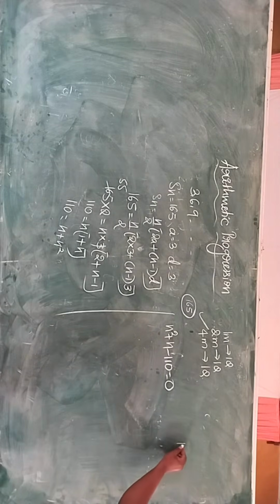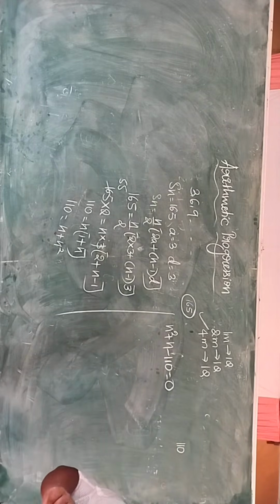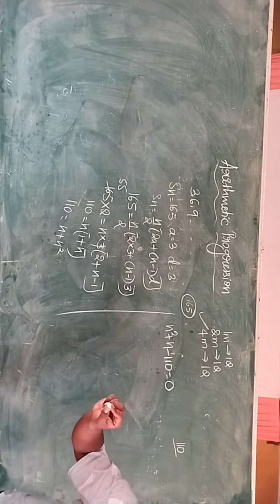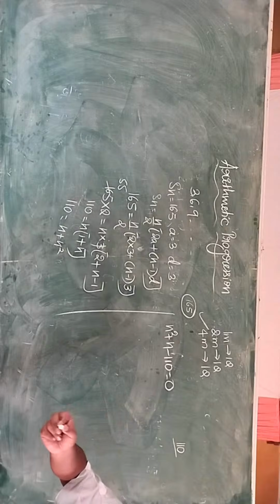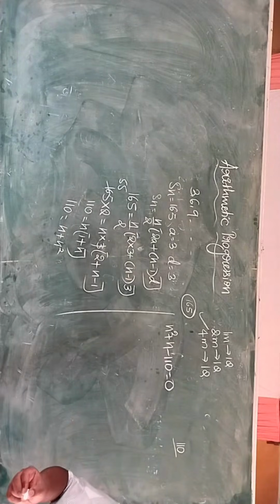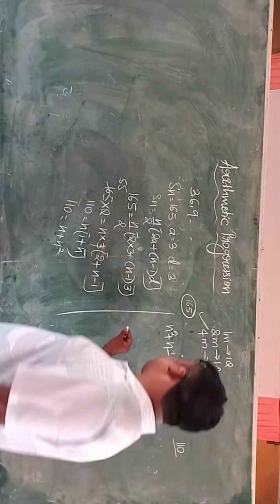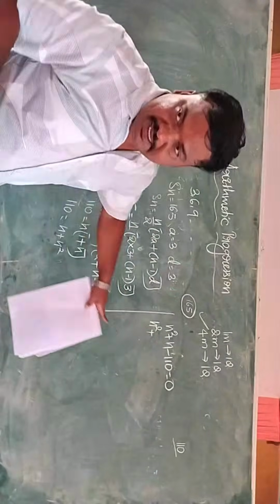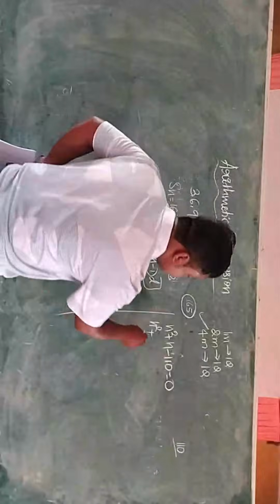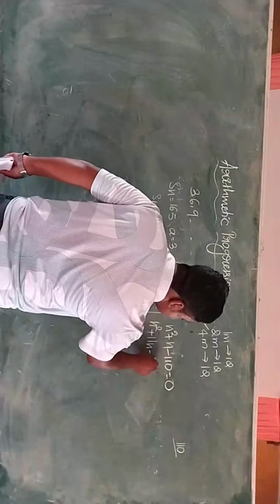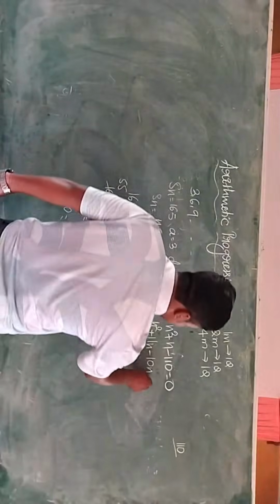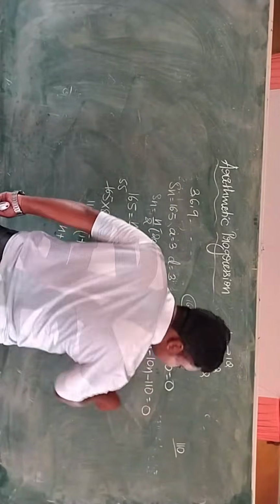Now we need to find the factors of 110 whose product is 110 and sum is 1. 10 elevens are 110, and 11 minus 10 is 1. So easily we got the factors. So n square plus this n is there, no? This n I can write as 11n minus 10n, then minus 110 is equal to 0.